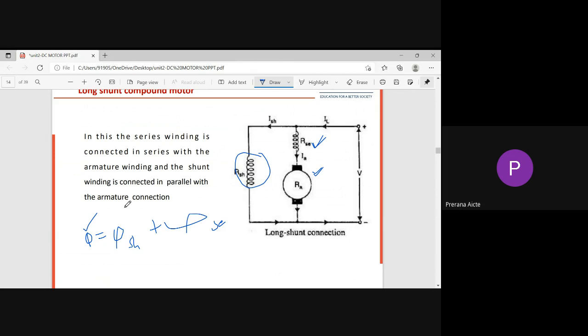Coming to the differential compound motor, here we simply interchange the series field connections. With the series field connections reversed, the flux produced by the series field winding opposes the shunt field winding. Instead of plus, we take it as minus. So phi sh is opposite to phi sc, and the resultant flux is reduced. This motor we call a differential compound motor.